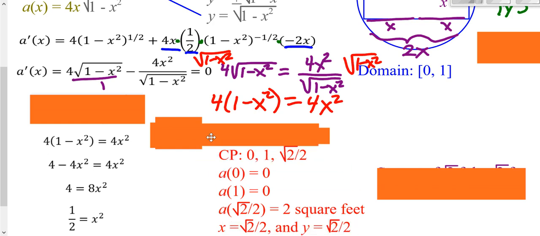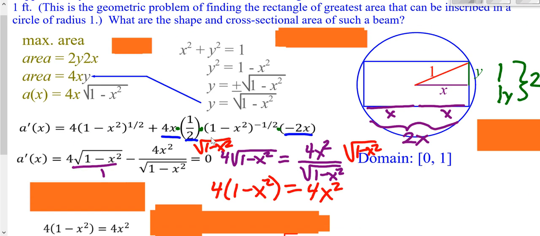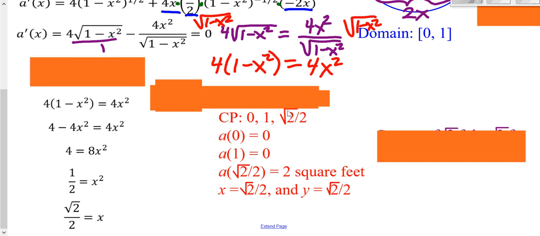If x is root 2 over 2, plugging it in right here would allow us to find y. If x is root 2 over 2 and squared, 1 minus that inside your square root, you also get root 2 over 2. So in other words, x and y are both the same.